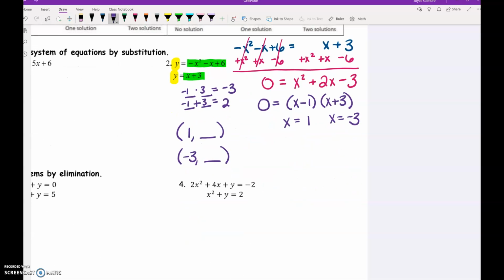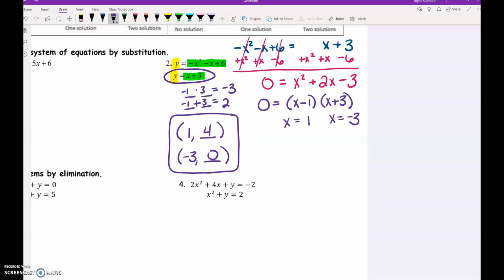Now you've got some choice. You could plug 1 into the top equation, or you could plug 1 into the bottom equation. Which one looks easier to plug the x into? Definitely the bottom. So 1 plus 3 is 4. Negative 3 plus 3 is 0. If you were to put both of these into your graphing calculator and then look at the graph, these two things would meet at the points 1, 4 and at the point negative 3, 0. So this is your actual answer. So once you get your x values, you have to plug those x values in to get the coordinates.